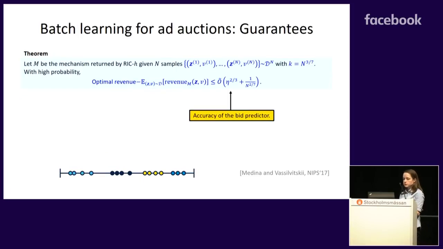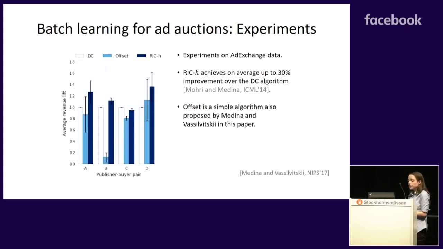They give some guarantees, which just for the sake of time, I'm going to skip. But basically, they relate the revenue loss due to their learning procedure to how good their bid prediction function is. And they give some experiments on ad exchange data. They have three algorithms here. DC, which was proposed by Mohri and Medina in ICML 14. Offset, which is a simple algorithm they proposed as kind of a warm-up in this paper from NIPS 17. And their own algorithm, RICH. And you can see that they've normalized the revenue so that DC is 1, and in general, RICH is going to obtain a 30% revenue lift over this DC algorithm.